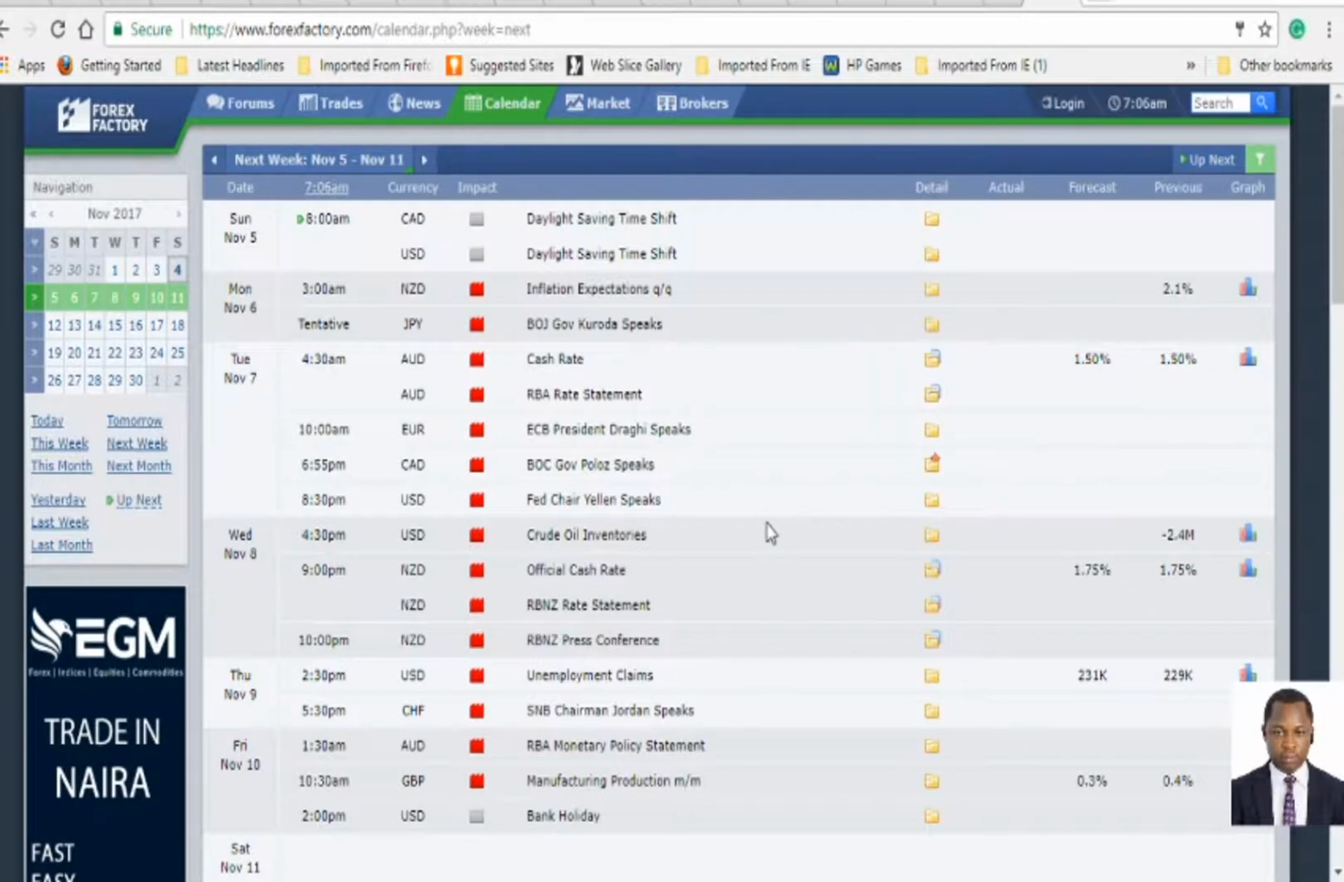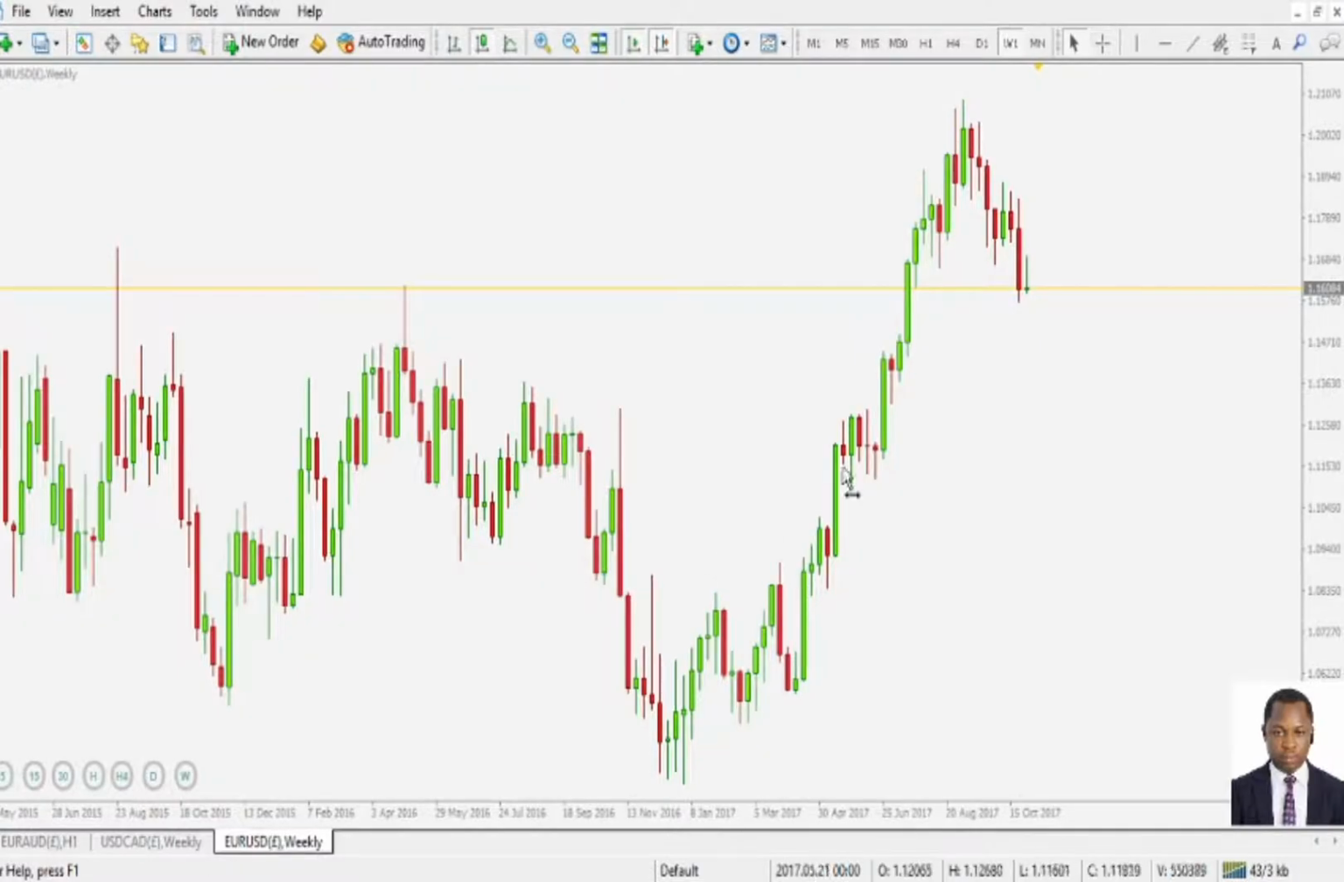Let's now look into the charts and conduct our review. We have quite a lot of trading opportunities lined up for this upcoming trading week, so we will just hit them straight on, so I don't waste your time in these market reviews. But first, let's look into the euro against the American dollar, the weekly time frame.